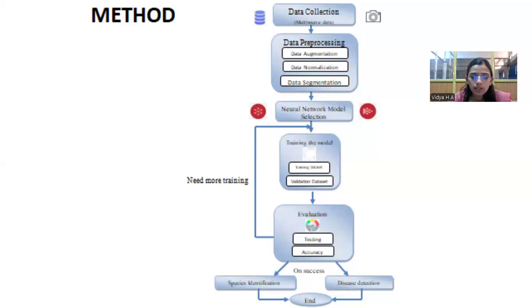We will be testing the model's performance on unseen data, and we will be measuring the accuracy of the model. If the accuracy is less or inadequate, it needs more training. So we go back when more training is needed. We go back to the training model step, and we again train the model on the training data set. On successful model performance, the model proceeds to identify the plant species and recognize diseases in the identified plants. The process concludes after achieving the objectives.